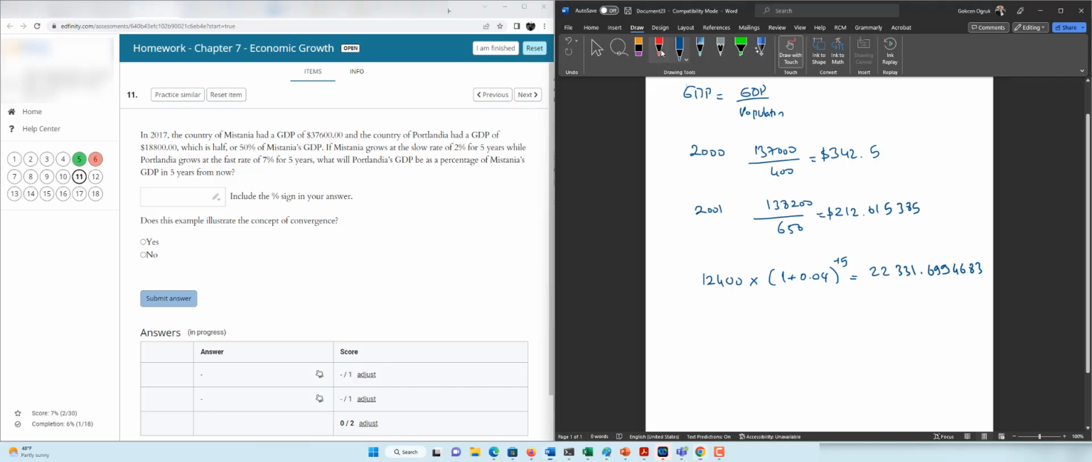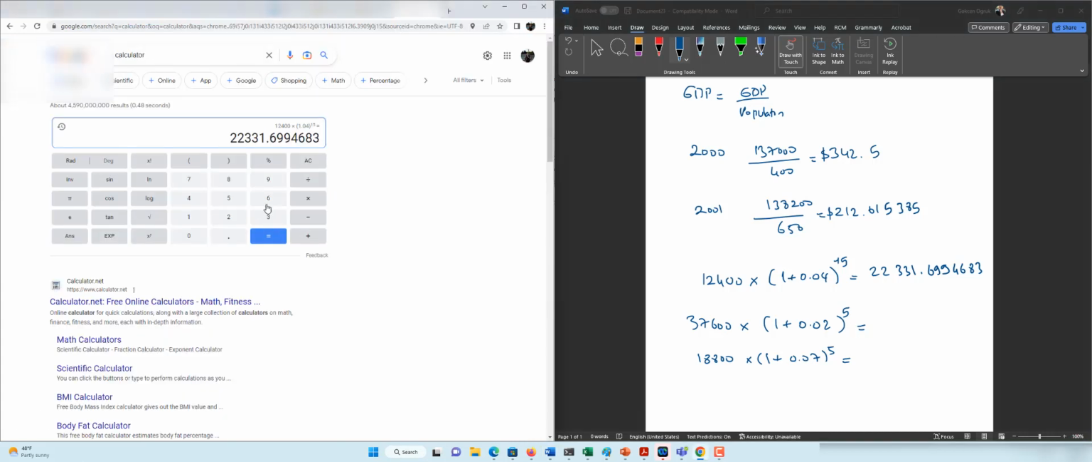So we are going to use the same formula to calculate this. We start with Mistania's GDP, which is 37,600, times 1 plus 0.02 in decimal form, and I want to know what it is after 5 years. And then we will do the same calculation, this time for Portlandia. Portlandia has an initial GDP of 18,800, but it grows at 7%, and I want to know what the GDP is after 5 years. Again, we go here, calculator, and calculate.